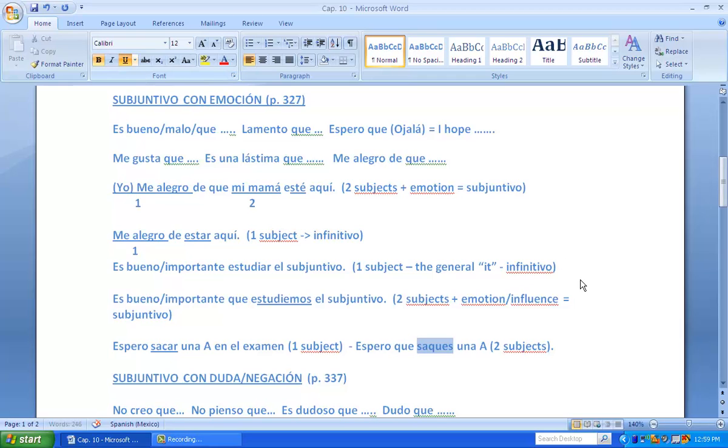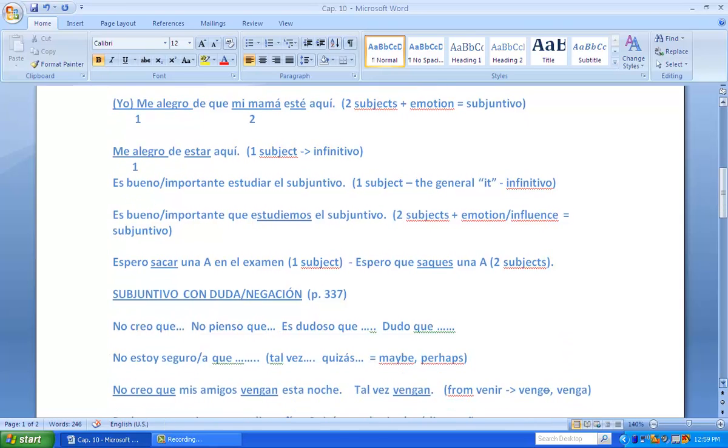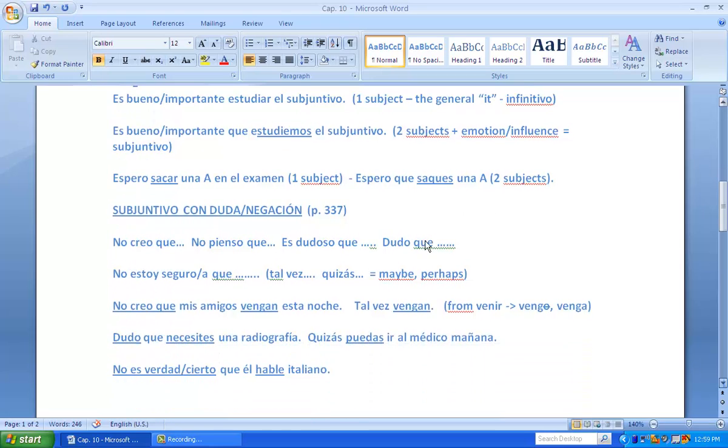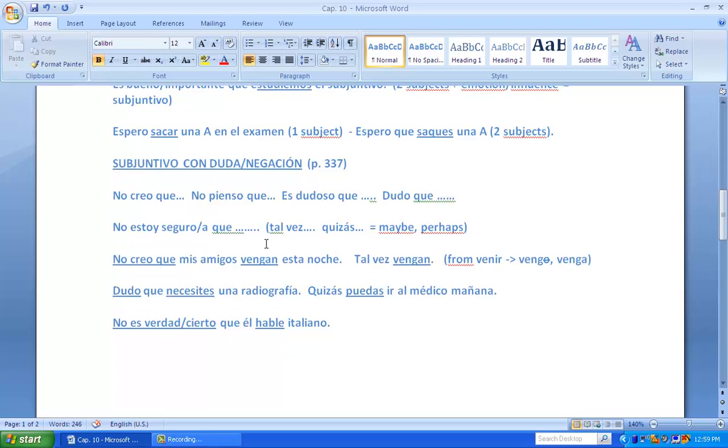So that's pretty typical. That worked with the expressions of influence as well. You need two subjects. If there's only one, you use the infinitive. And finally, we have a third category of subjunctive, and it's called duda o negación. You'll find it in your book on page 337. Doubt or denial. These are expressions of doubt.